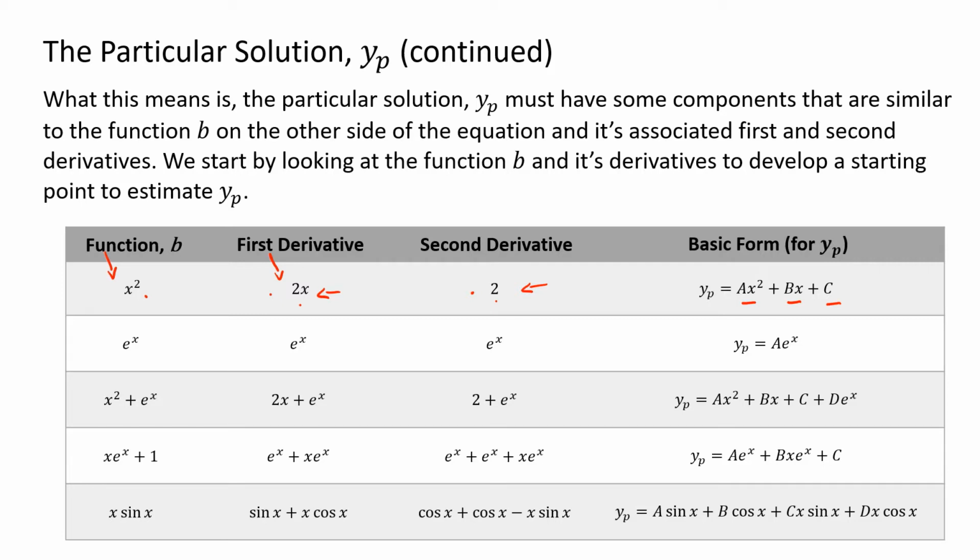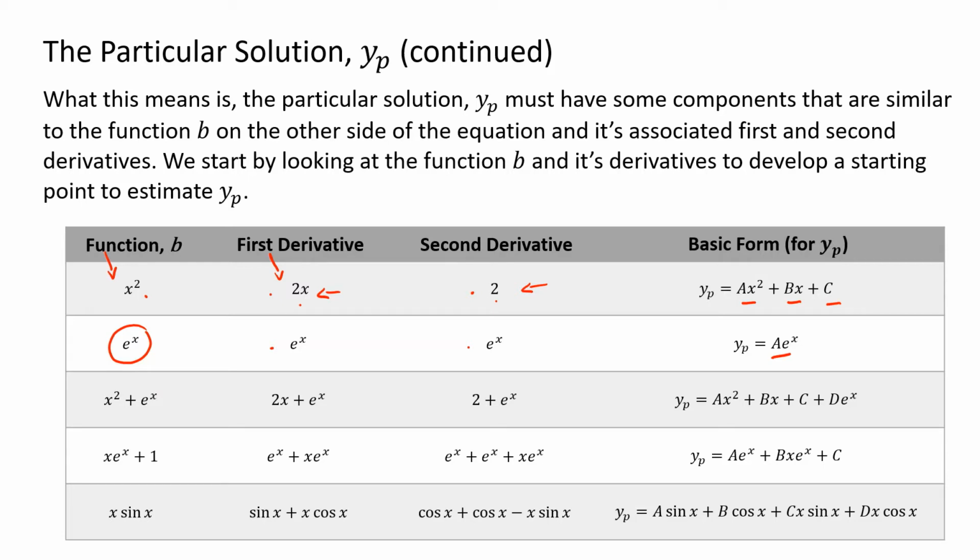Our second example is if we have e to the x. Our first derivative is just e to the x, and our second derivative is e to the x. So they're all the same function. There's no difference in them. So your particular solution only has one piece here, a constant a times e to the x, because there's only one function there.